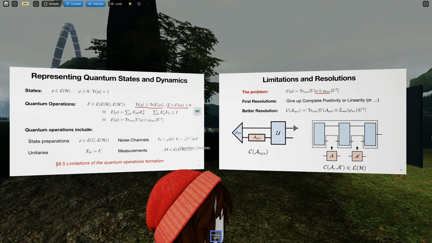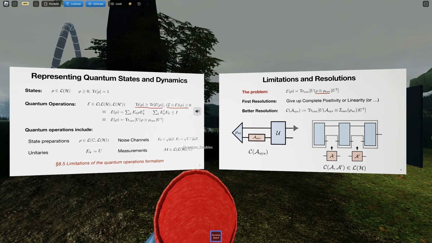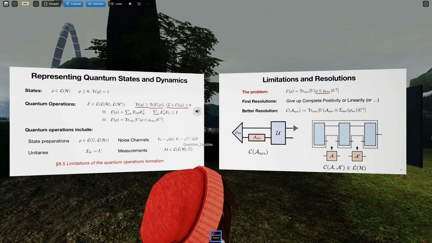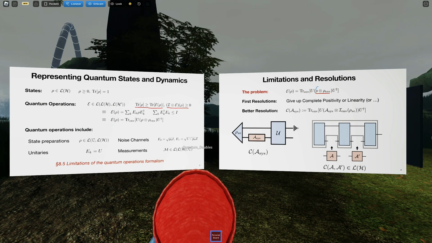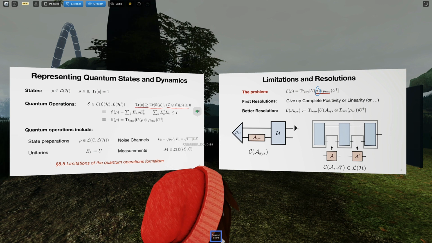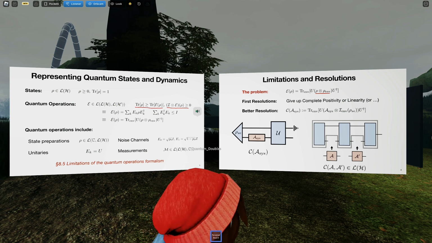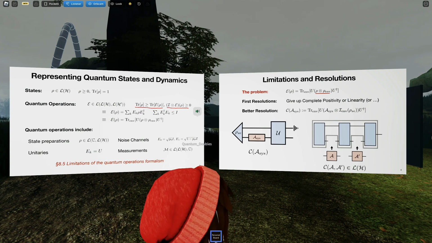Next slide, limitations and resolutions. The main limitation was already written on that previous slide, and I've also written it here. If we take this definition of a quantum operation as a trace over the environment of some unitary acting on this initial density matrix rho, and also some state of the environment, we are implicitly using the assumption that we have a tensor product between these states.